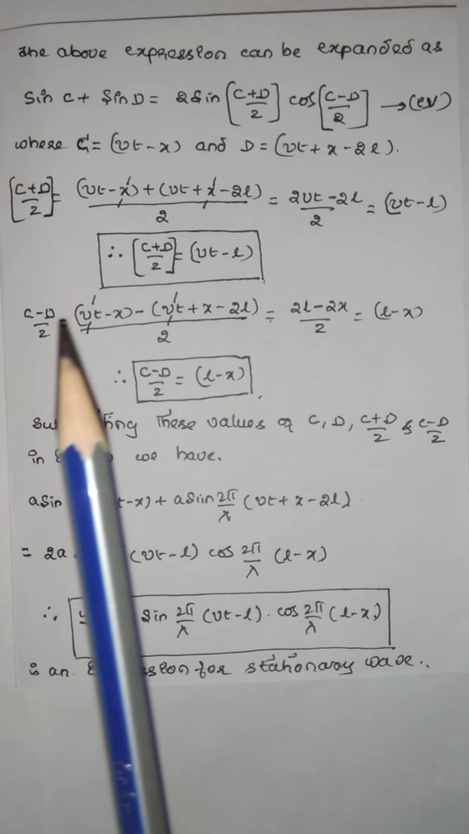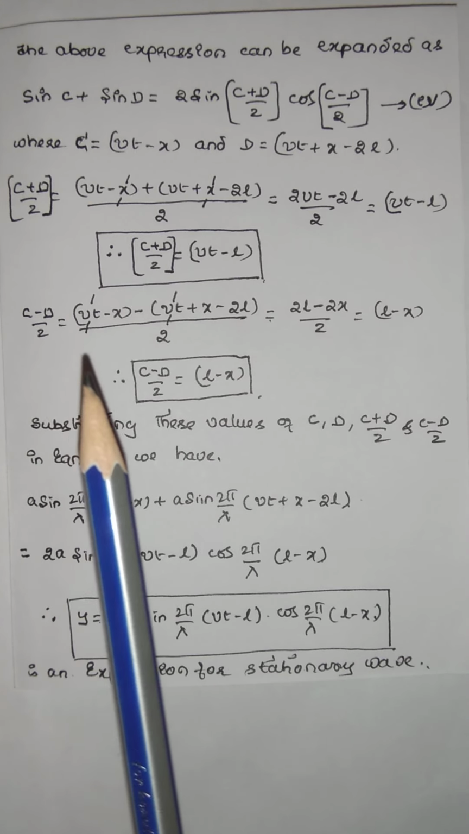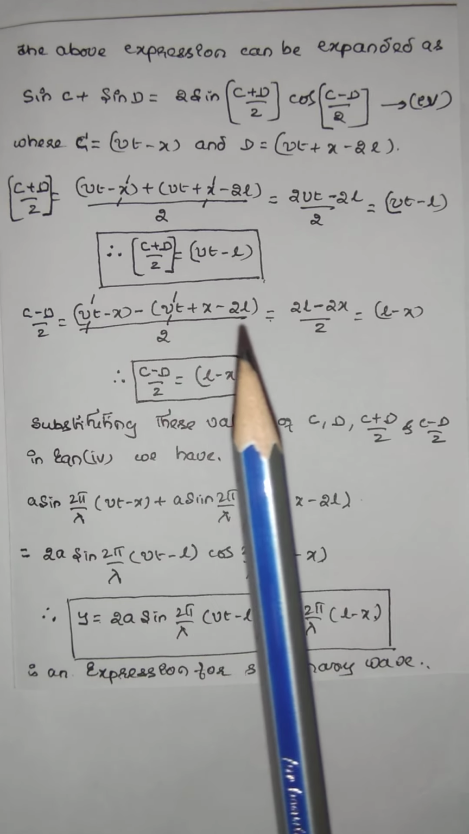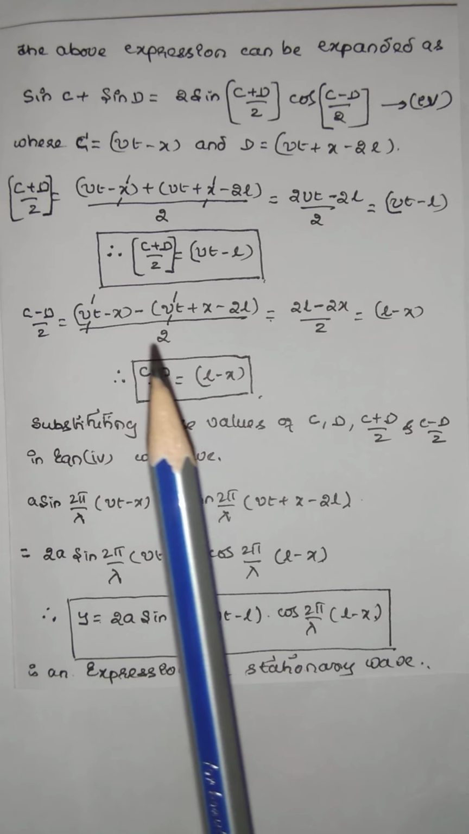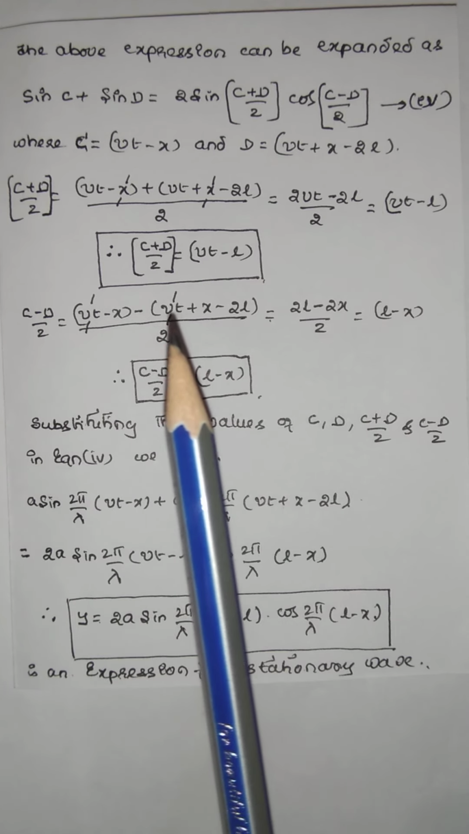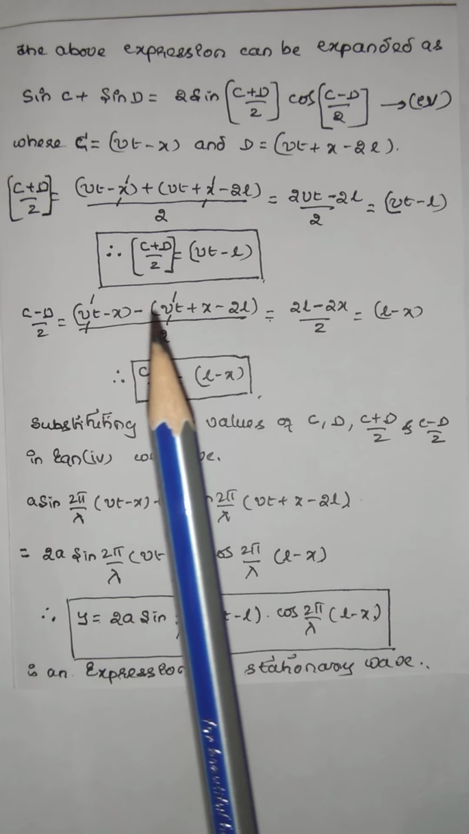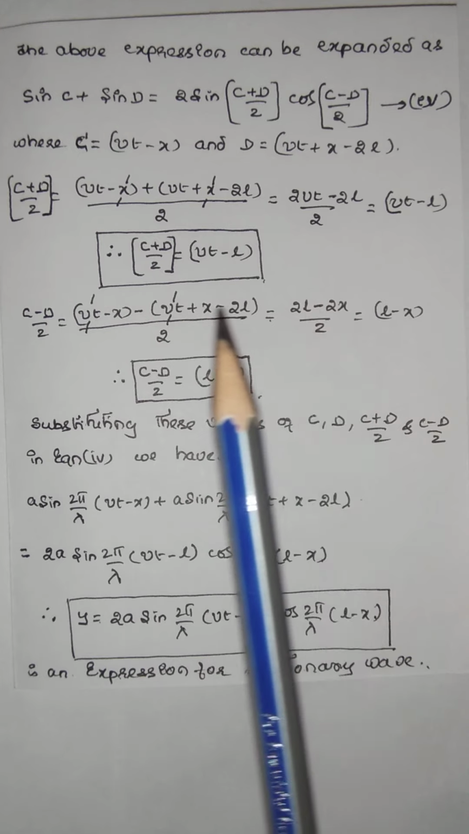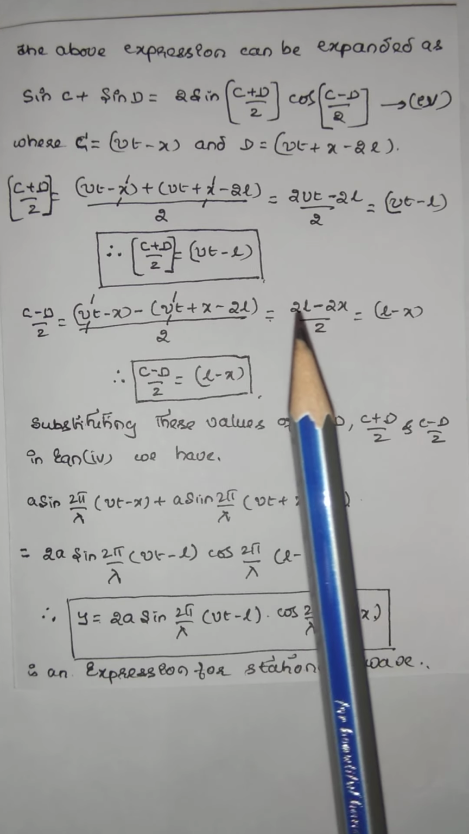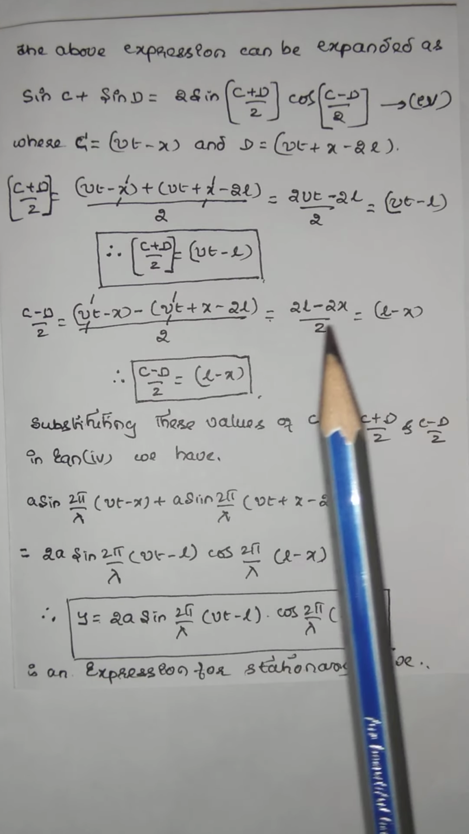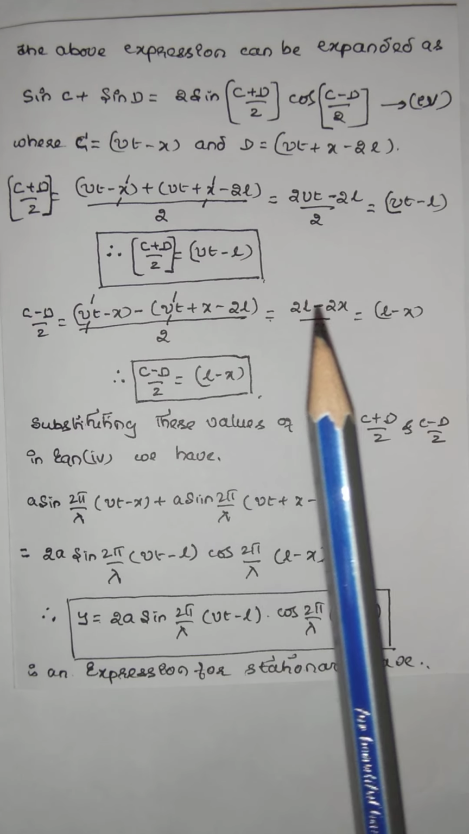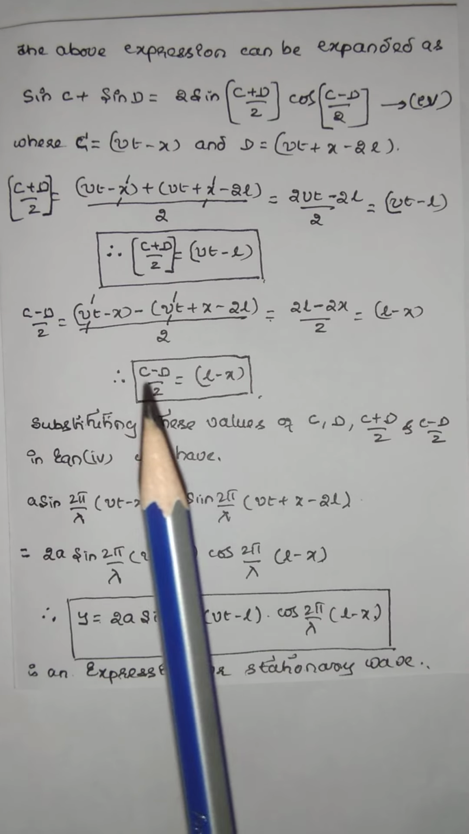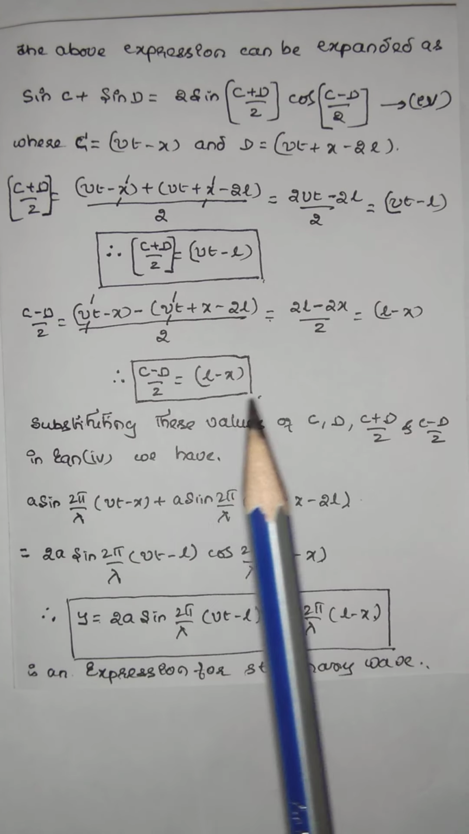Similarly, (C minus D) by 2 is given by (Vt minus x minus Vt plus x minus 2L) divided by 2. Here the term Vt cancels. Minus x, minus into plus is minus x, so minus x minus x is minus 2x. Minus into minus is plus 2L. This is given by (2L minus 2x) by 2. When I take 2 common, that cancels with 2 in the denominator, and you get L minus x. Therefore, (C minus D) by 2 is equal to L minus x.